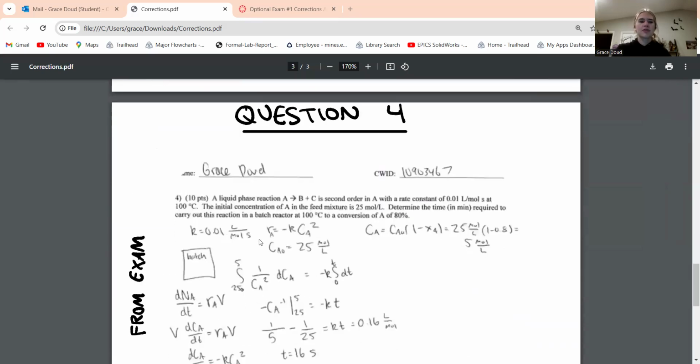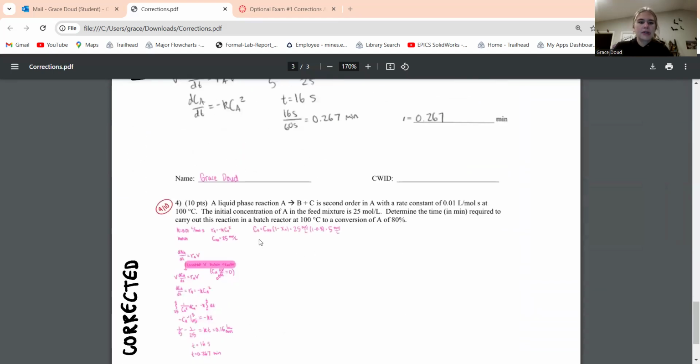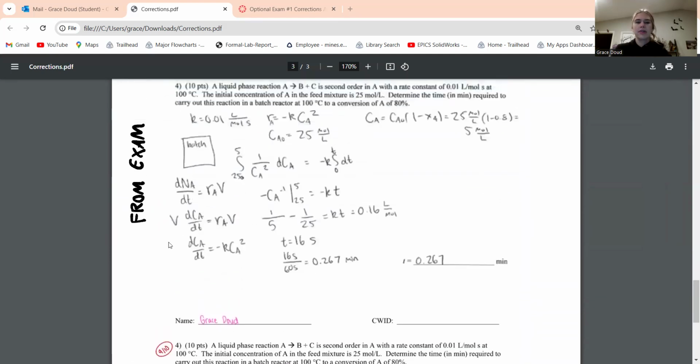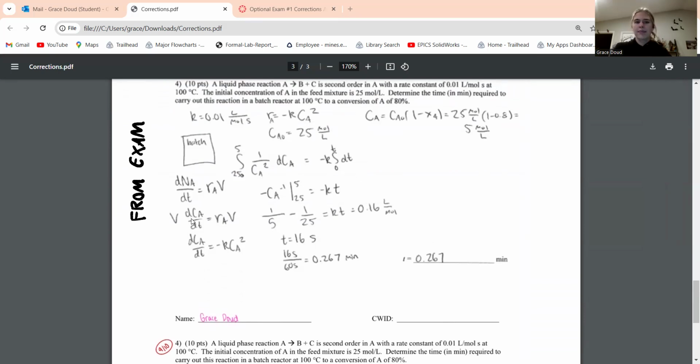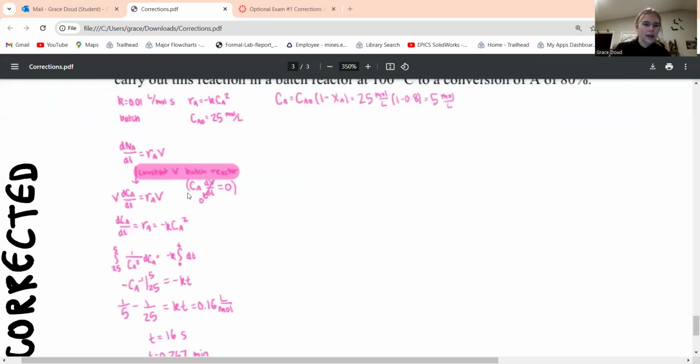So next up is question 4. This one I got 9 out of 10 points on, and I did all the work right. The only thing that I missed here was when I pulled out from dNA/dt and turned that into V dCA/dt, I didn't explicitly write out that volume is constant, and that's why we can eliminate the term. Here I have it written down here.